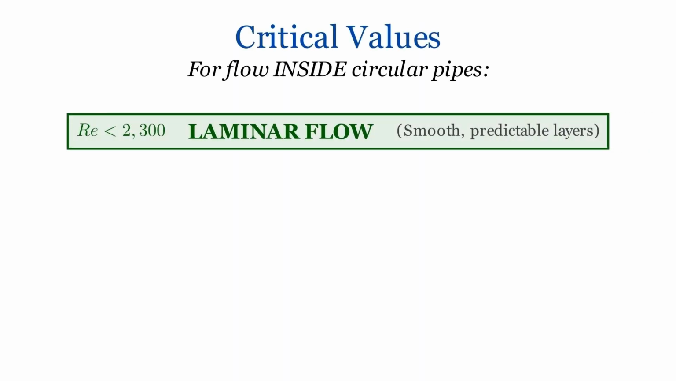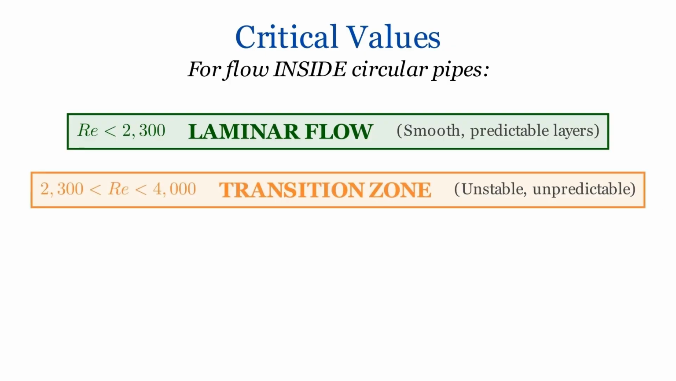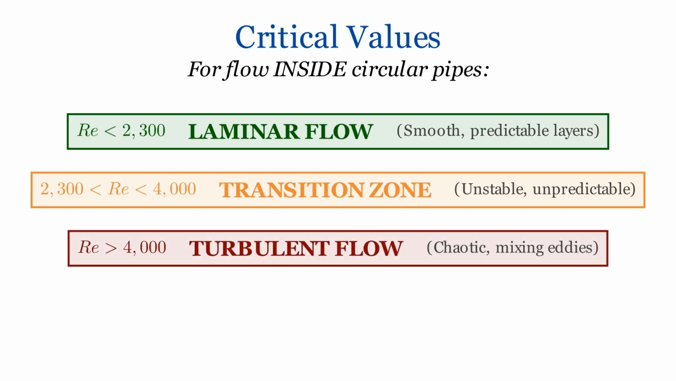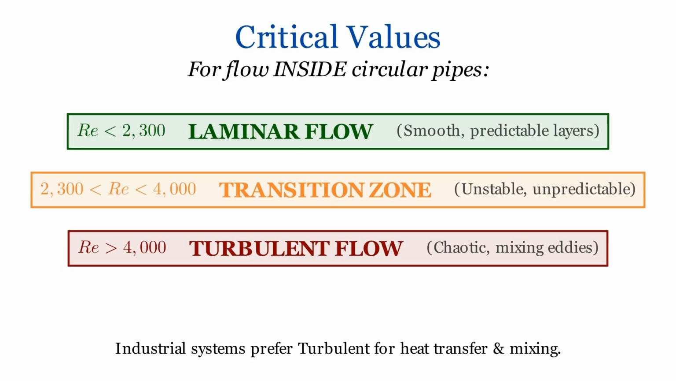For flow inside circular pipes, Re less than 2,300: laminar flow, smooth, predictable, layers slide over each other. 2,300 less than Re less than 4,000: transition zone, unstable, unpredictable. Re greater than 4,000: turbulent flow, chaotic, mixing, swirling eddies. Most industrial piping systems operate in the turbulent regime because turbulent flow provides better heat transfer and mixing.